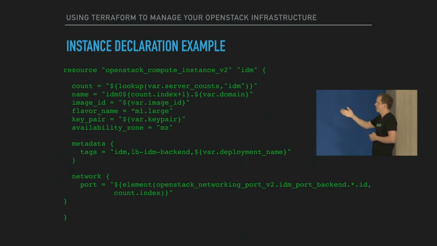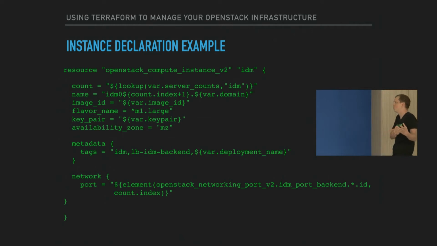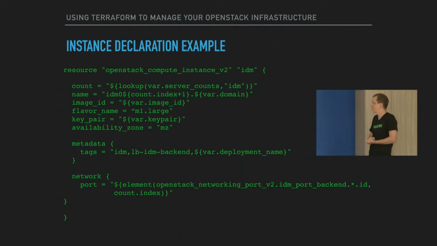Image ID is a reference to an image ID that is actually a variable, but images are something we manage outside of Terraform. There are ways to manage images with Terraform and another tool from HashiCorp called Packer, but it's out of scope of this lecture. So basically this is just a variable containing the ID of the image stored inside OpenStack. Flavor name, simple. Key pair is a reference to the key pair, and availability zone is just a hard-coded parameter.